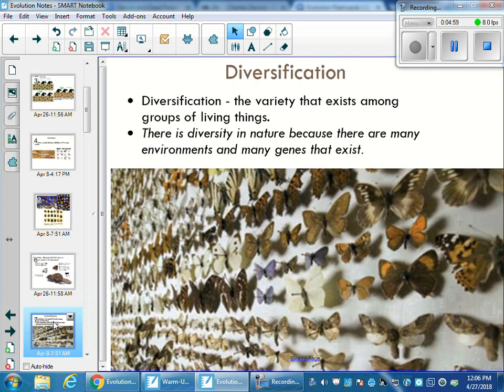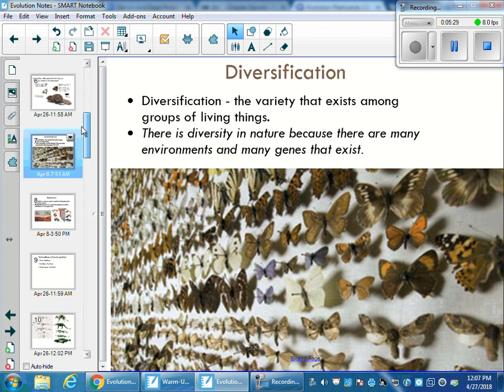Diversification is the variety that exists among groups of living things. For example, if we start off with one species of butterfly and over time, now we have a whole bunch of different types of butterflies. They all look very different. And those differences between them is the variation. But when we're talking about, hey, this group came, we had one of them and now we have like 80 different types, that is diversification. So butterflies would be an example of that, the many different types.